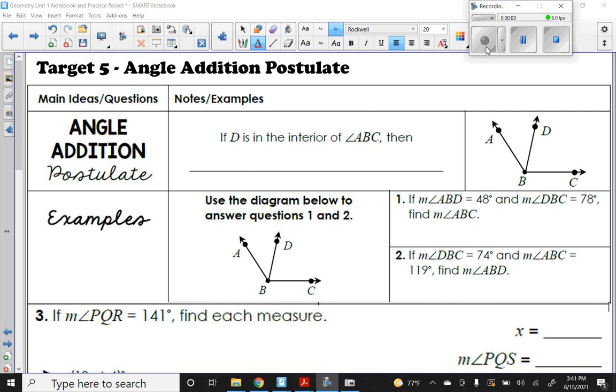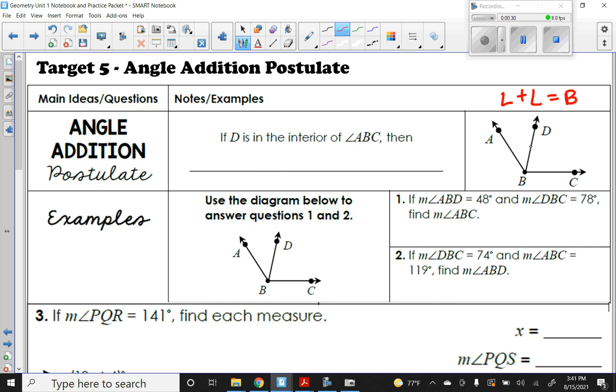All right, target 5. Angle addition postulate. I'm going to use the same type of language as I did with the segment addition postulate, but I'm going to be working with angles, so it's going to look a little different. But I am going to always refer to it as something I think is pretty easy to understand: little plus little equals big.